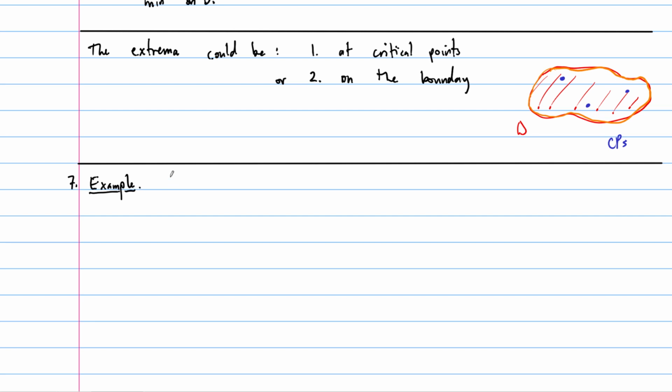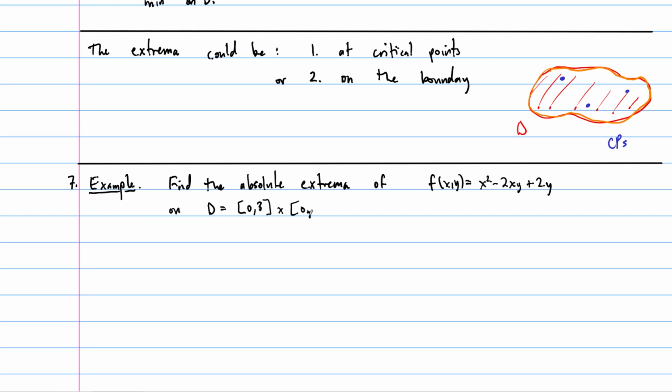So for this one, let's try to locate, so find the absolute extrema, max and min, of this function. This function is going to be f(x,y) = x² − 2xy + 2y on the rectangle. So this domain is going to be a rectangle. I'm going to define it as [0,3] × [0,2].